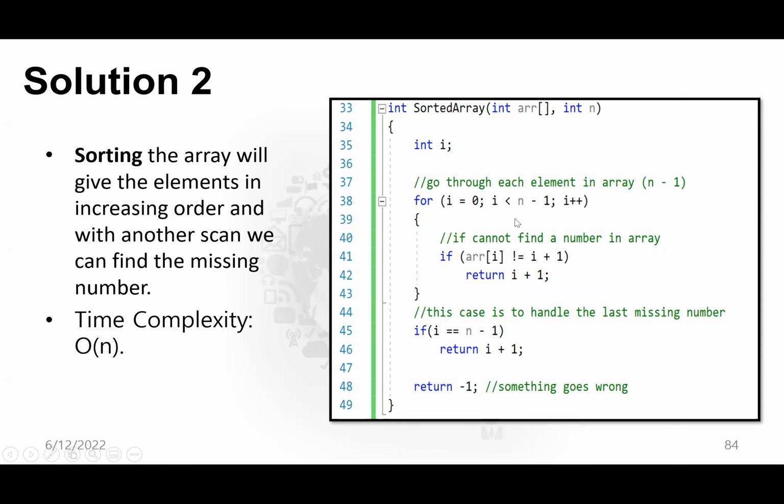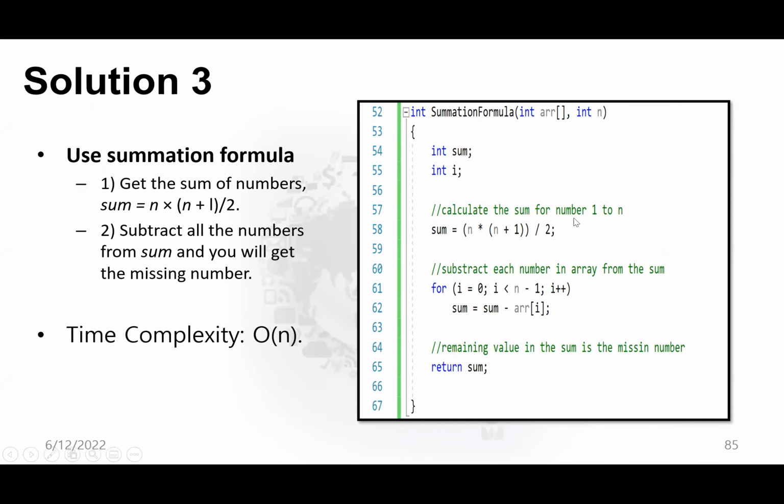I sort the array first, and then I scan one time. This method only costs me order of n because I only have one for loop. Of course, that's if I don't consider the sorting process as well. Then the third solution is the best one.